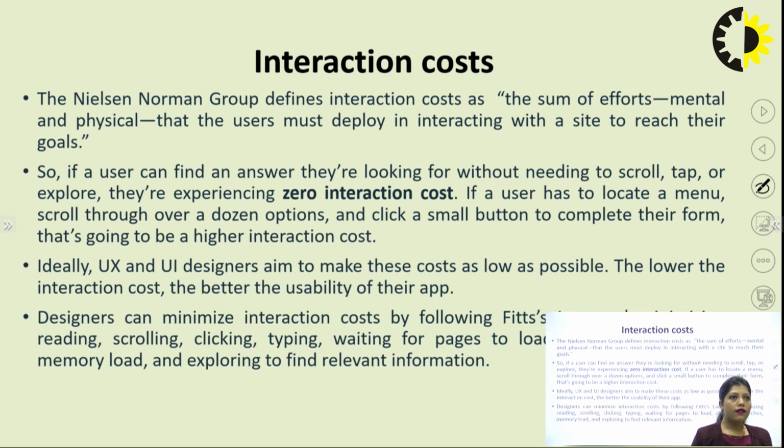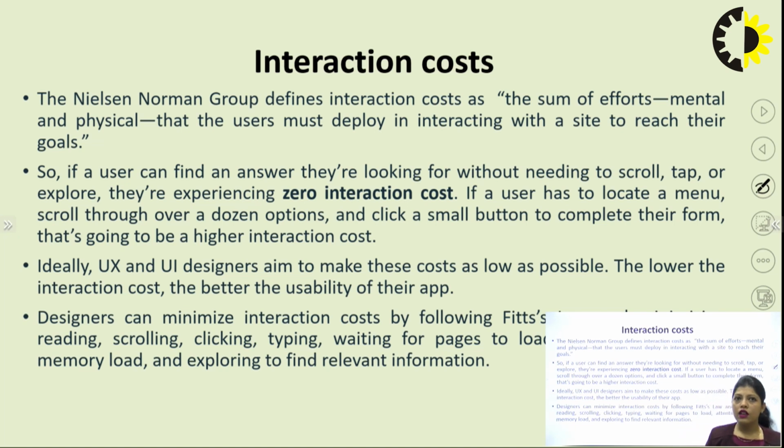So if a user can find an answer they are looking for without needing to scroll, tap or explore, they are experiencing zero interaction cost. For example, if the user wants some icon or some object, and they get this object very quickly and do not work hard for it, then this is zero interaction cost, because the user does not need to scroll the page, does not need to tap other icons, and does not need to explore. So in this case they are experiencing zero interaction cost.